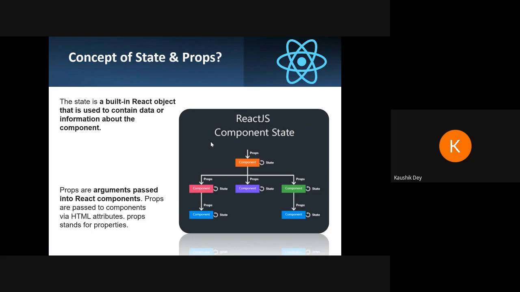So props is a global property. If you assign any value inside the prop, the props are automatically updated in the next component level. So get the value from there. Basically, it is used to pass data from one component to another component.